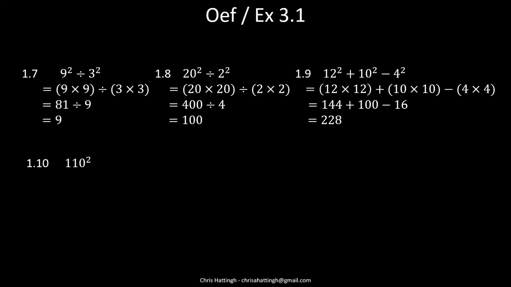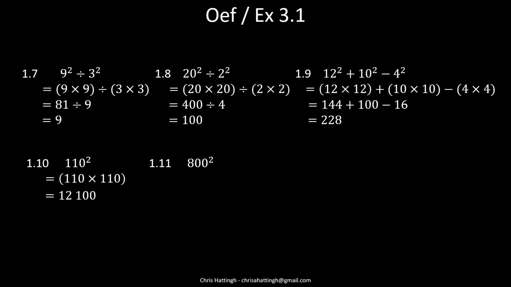Number 10, 110 to the power of 2. That means 110 times 110, and that gives you 12,100. If you struggled with this one, just ignore the 0 and say 11 times 11. That's 121, and then just put back the 2 zeros.